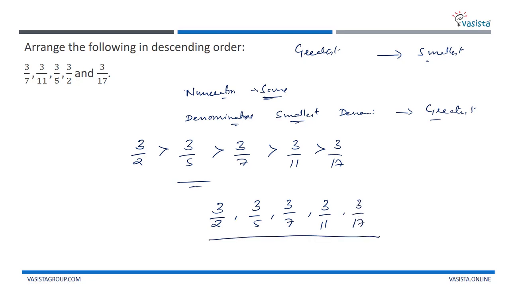This is the ascending order, right? Not descending order, right? They have given in terms of descending order, that is greatest to smallest.